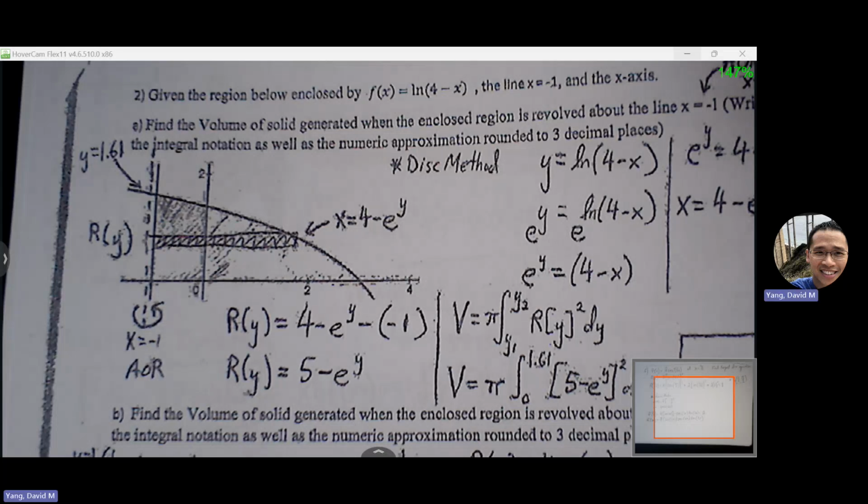Rotating around the vertical line, so we know it's going to be right minus left. There is no gap between the shaded region and the dotted line, so always use one radius, but we do have to rewrite the equation in a proper form. To solve for x, we have to exponentiate both sides in order for us to get x by itself. So x equals 4 minus e to the y. On paper, you're going to use y to set up your volume equation, but in your calculator, you're going to use variable x.